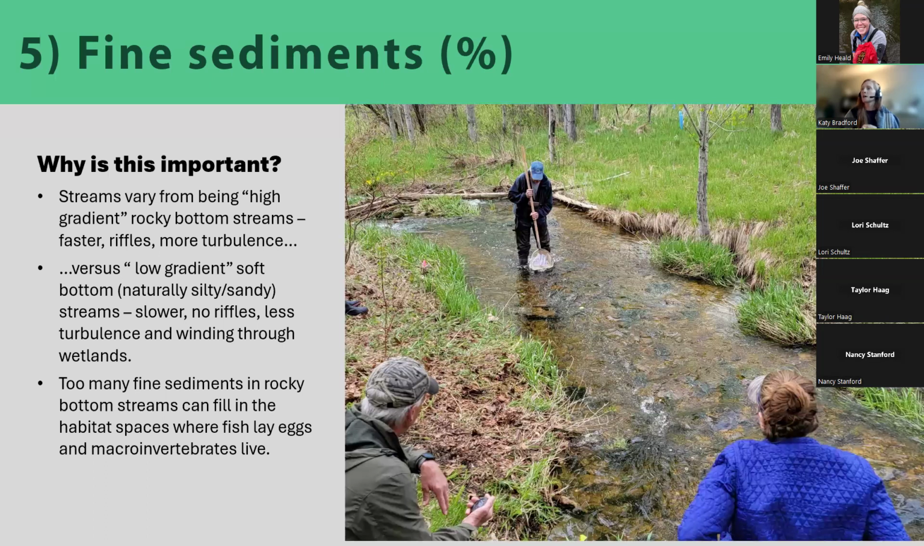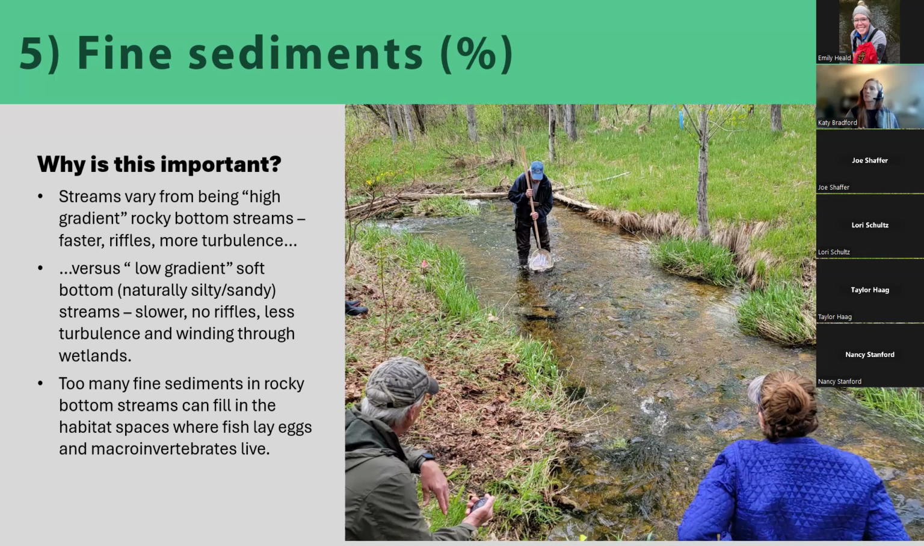There are also lower gradient streams. So these don't have as steep of an elevation. They're slower. They tend to be more soft bottom, so silty or sandy bottom streams naturally. They have no or few riffles, less turbulence. They tend to be very bendy and windy through wetlands. So there are naturally different types of streams with different percentages of fine sediments that make up the stream bed, and so they're going to be appropriate for different aquatic life.